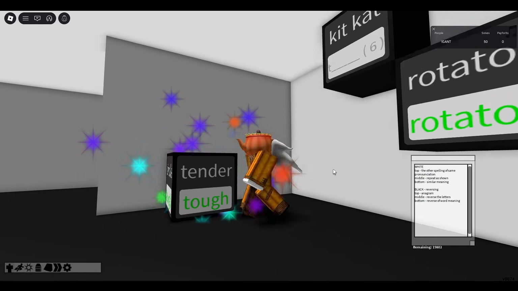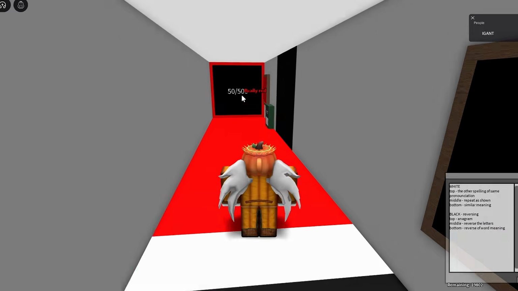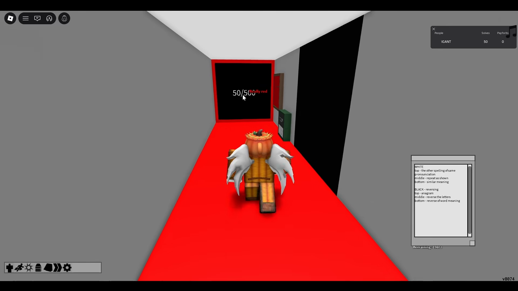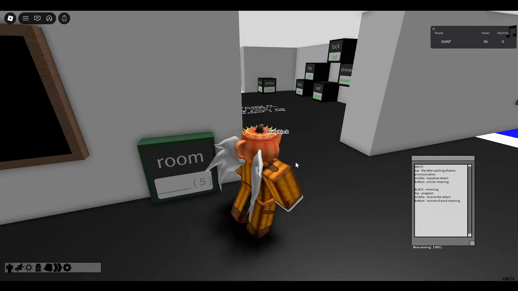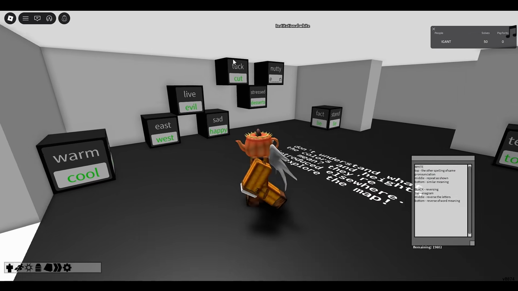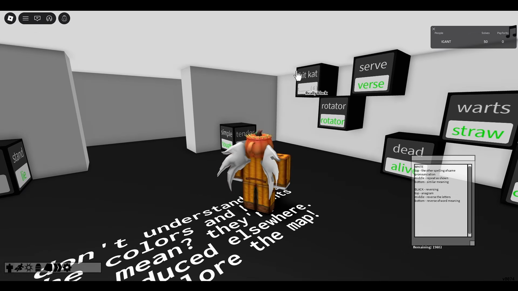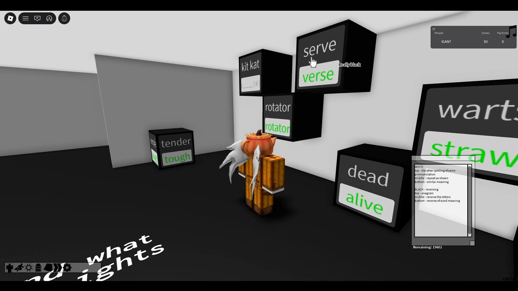Okay, 50 solves. So you'll see that room over there. I need 500 solves, I need to solve 500 puzzles to get through there. I want to finish this black room first. We just need 2 more. We just need to get Nutty and Kit Kat, but I can't understand this top rule.